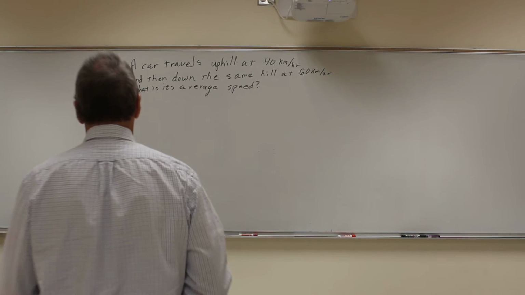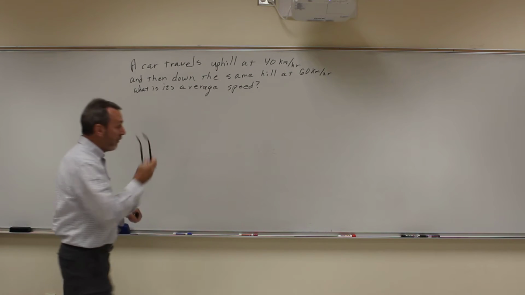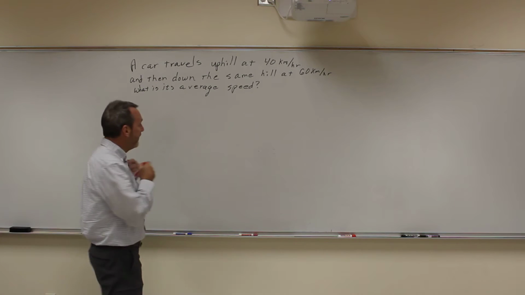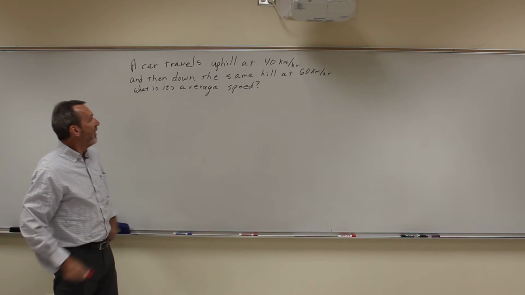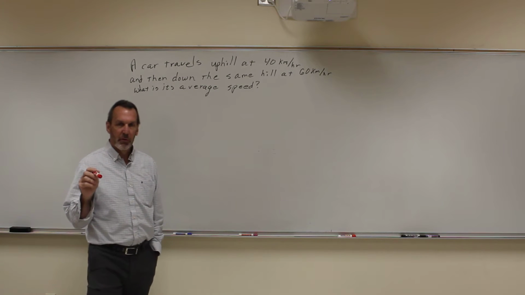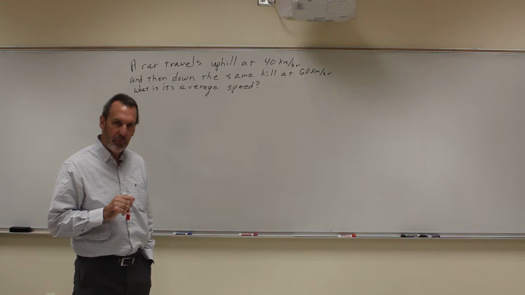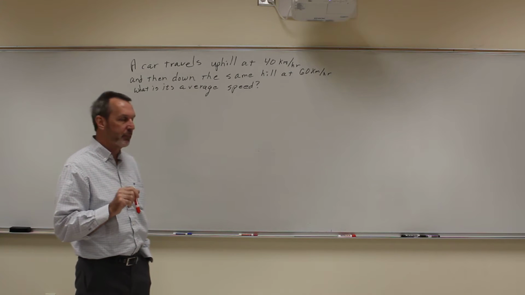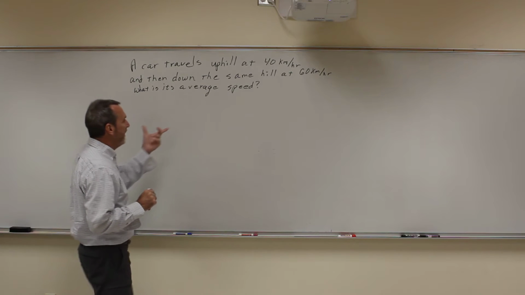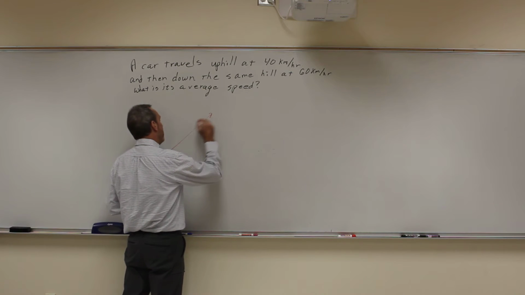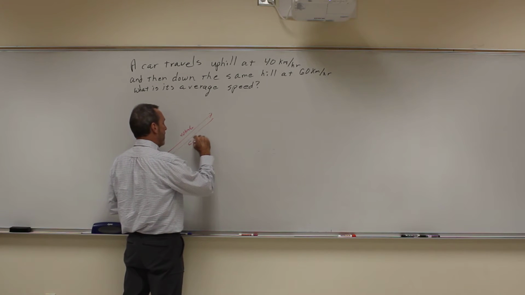All right, we're going to do one where we're talking about average speed, which was in the last video. Now, a car travels uphill at 40 kilometers per hour and then downhill at 60 kilometers per hour. We want to find out its average speed. Now, when you think about this, you go, oh, it's going up a hill. So it goes up this hill at 40 kilometers per hour. It comes down at 60 kilometers per hour.